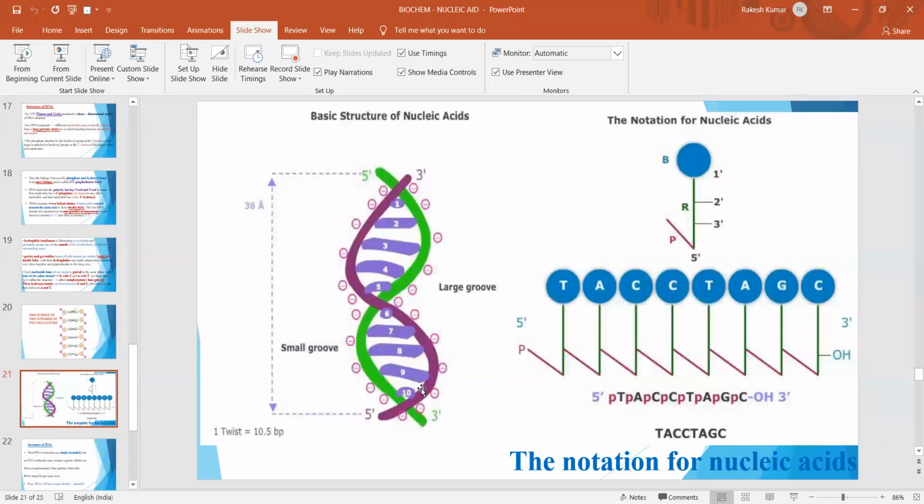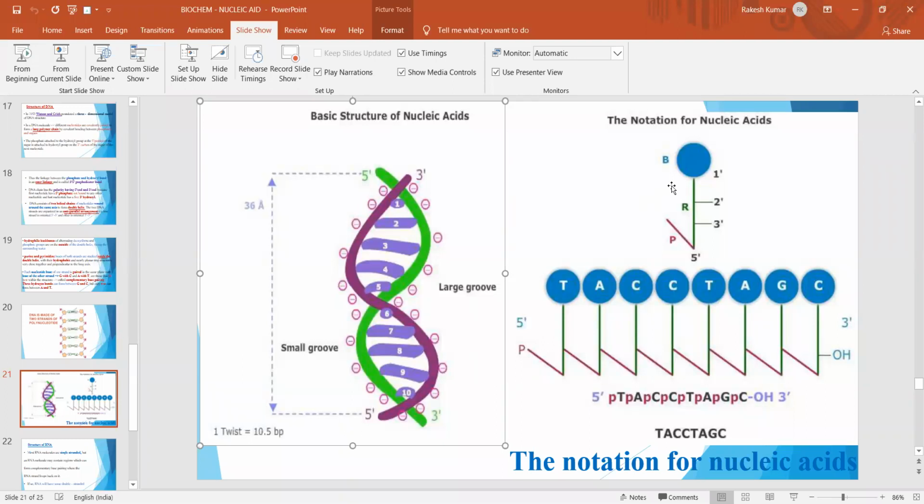Here you can see the double helical structure of DNA, in which both strands are in the opposite direction. One you can see is 5 prime to 3 prime, and the other is in the direction of 3 prime to 5 prime. That is, an anti-parallel setting is there. And there is formation of hydrogen bonds between nitrogenous bases which are attached to carbon 1 of the different sugar molecules. Here there is notation for nucleic acid.